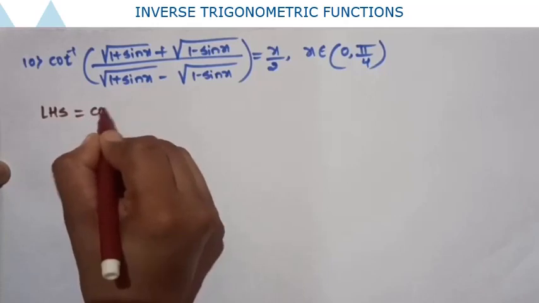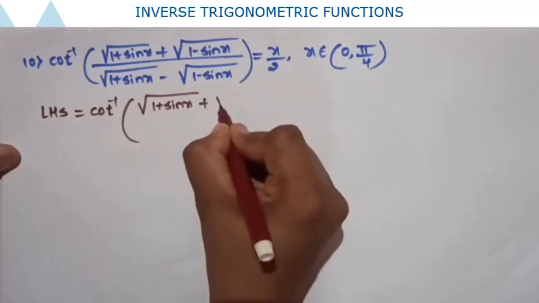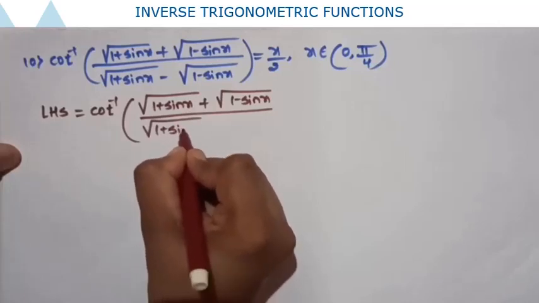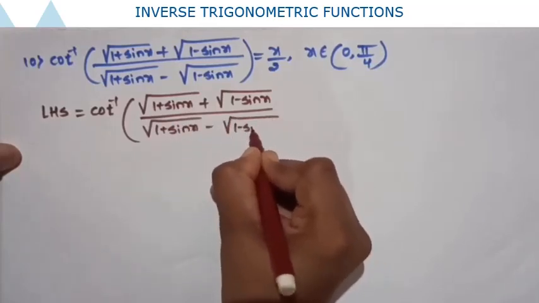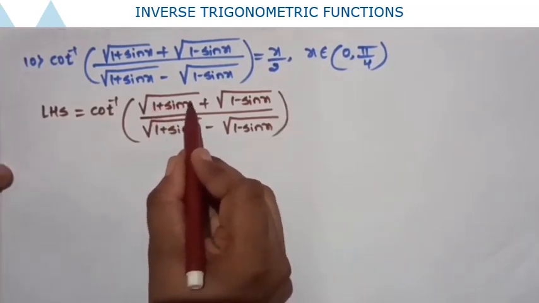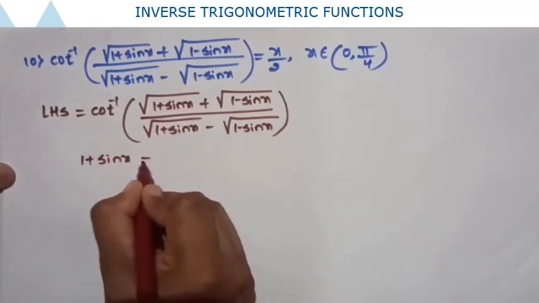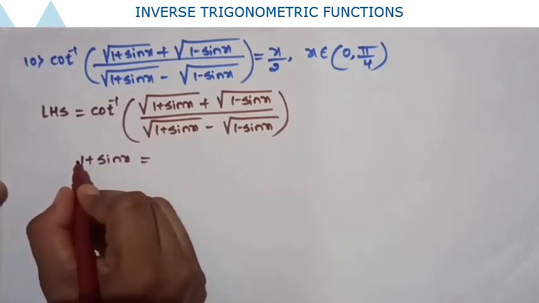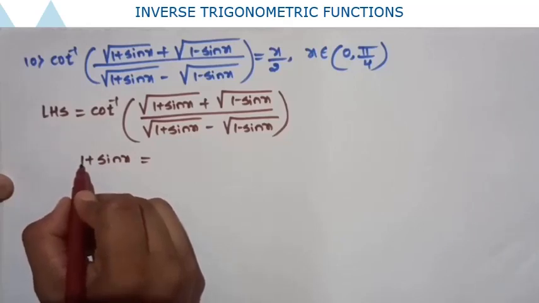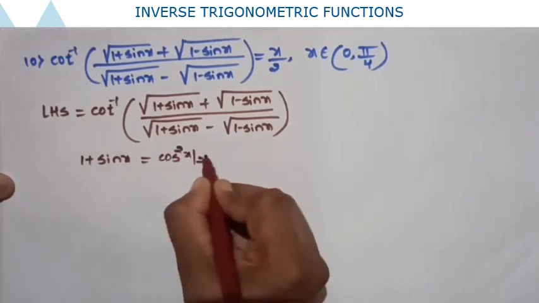So what is the LHS? Cot inverse of [root of (1 plus sin x) plus root of (1 minus sin x)] whole divided by [root of (1 plus sin x) minus root of (1 minus sin x)]. Now see, I am expressing 1 plus sin x in a different way. I'll consider 1 plus sin x first. This can be written in terms of submultiple angles. You know 1 can be written as cos square theta plus sin square theta. I am writing this in terms of submultiple angle as cos square x by 2 plus sin square x by 2.